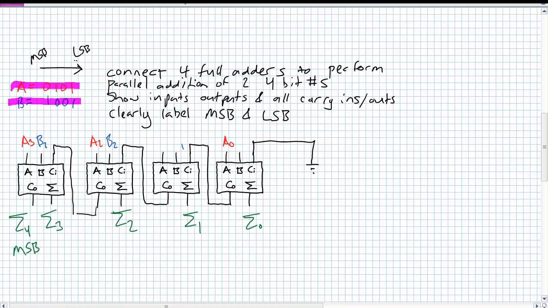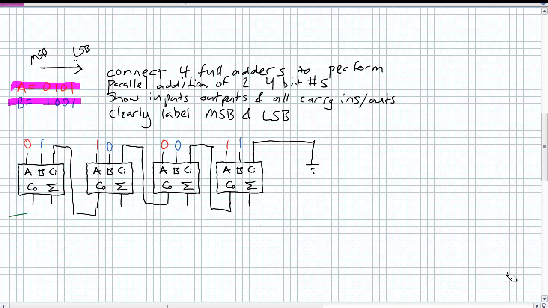Okay, what is A0, A1, B2, B, all those numbers in there? Just put them in there. So there's my A's and there's my B's. Okay, go ahead and figure out what the sum and the carries are. Okay, so what I'm asking is put the intermediary values from one stage to the next.